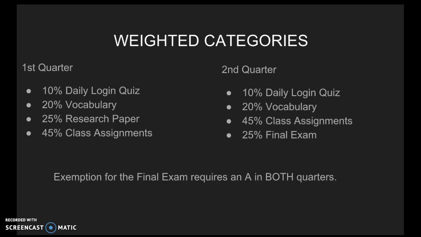In the second quarter of the course, whether it's second marking period or fourth marking period, depending upon when you're assigned the course, you will have 10% count towards your daily login quiz, 20% for vocabulary, 45% for class assignments, and then 25% for your final exam. Now, it's important to note that you can get exempt from the final exam in English. However, our department policy states that exemption for the final exam requires an A in both quarters.